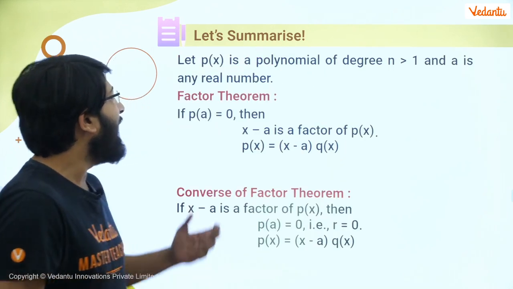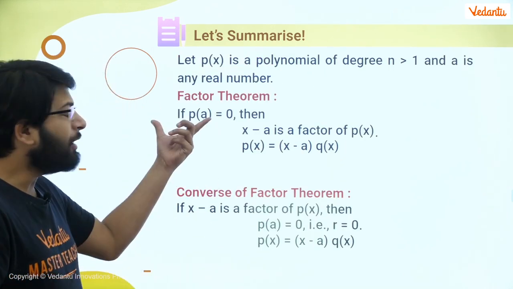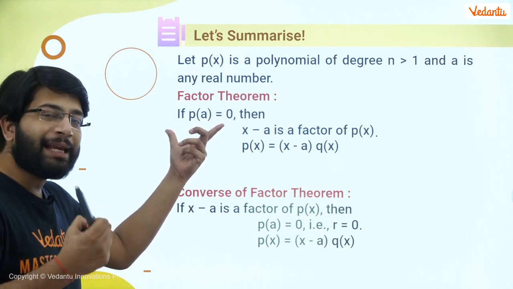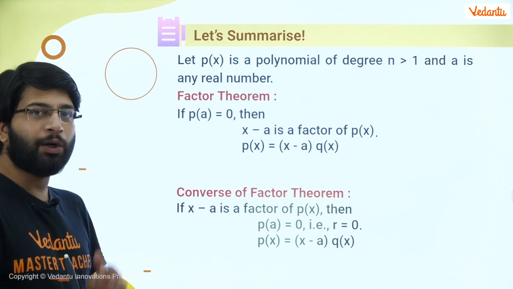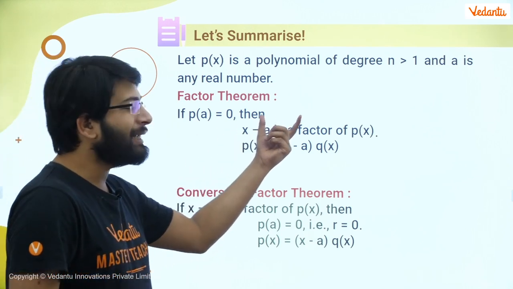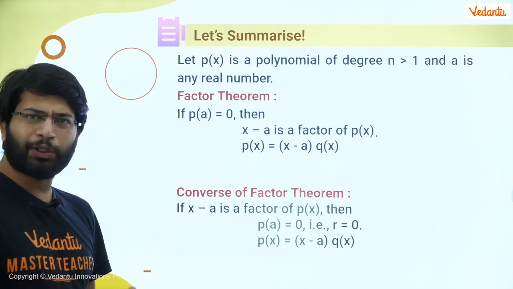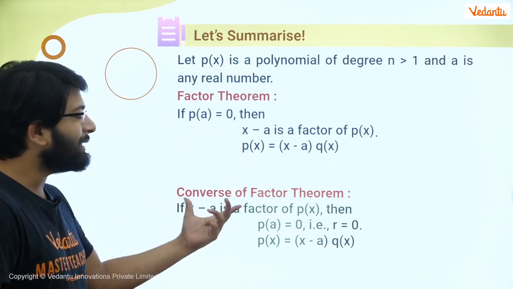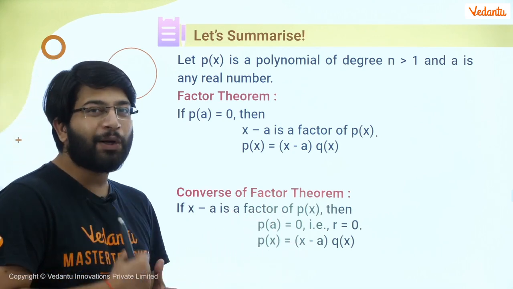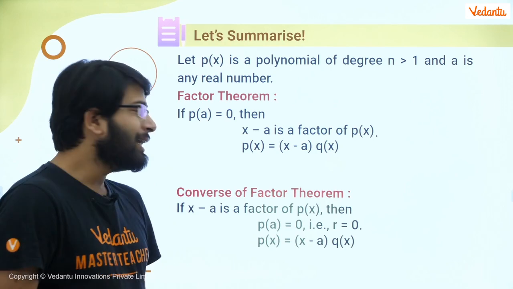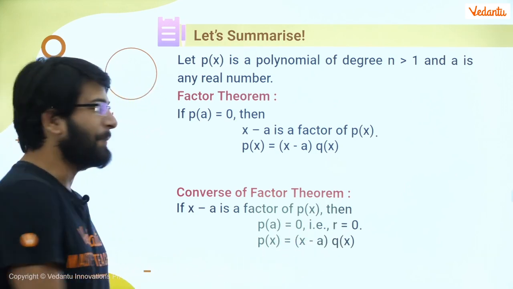After that, we have seen the factor theorem. The factor theorem says that if the value of p(a) is 0 at x equal to a, that is, the value of the polynomial is 0, in that case x minus a is a factor of p(x). And the converse of this is also true: if x minus a is a factor of the polynomial, then x equal to a will be a zero of the polynomial, or we can say the value of the polynomial will be 0. That's it. I hope it is clear.